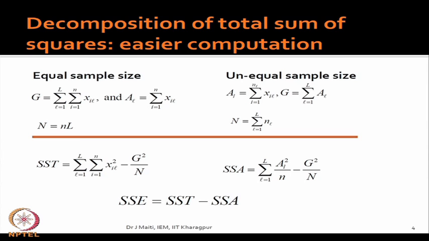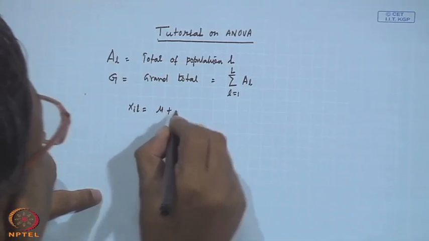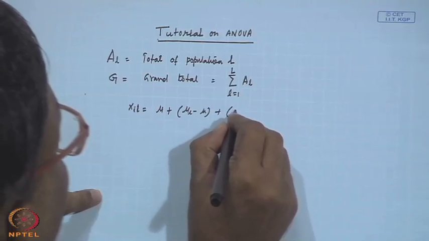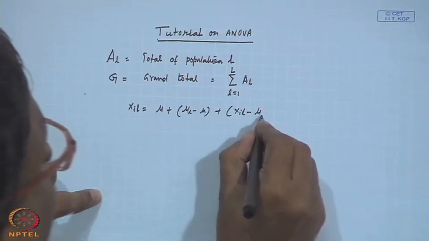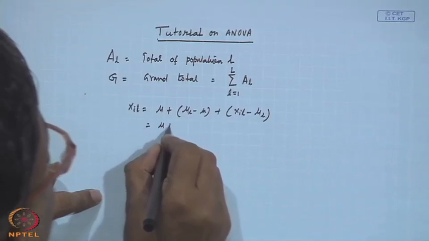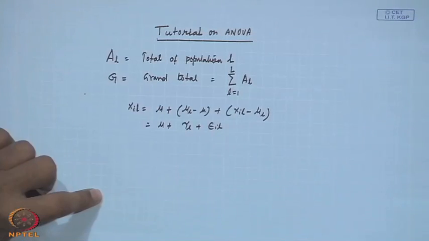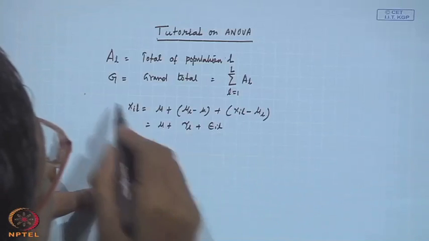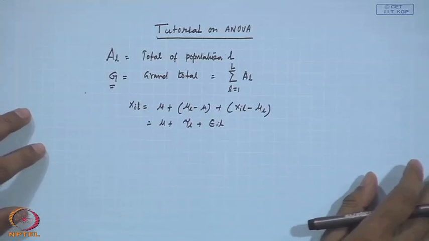So, what is our ANOVA model here? The ANOVA model is XIL equal to mu plus (mu L minus mu) plus (XIL minus mu L), which is mu plus tau L plus epsilon IL. This is our ANOVA model we have seen, and we will now see the computation of AL and G.